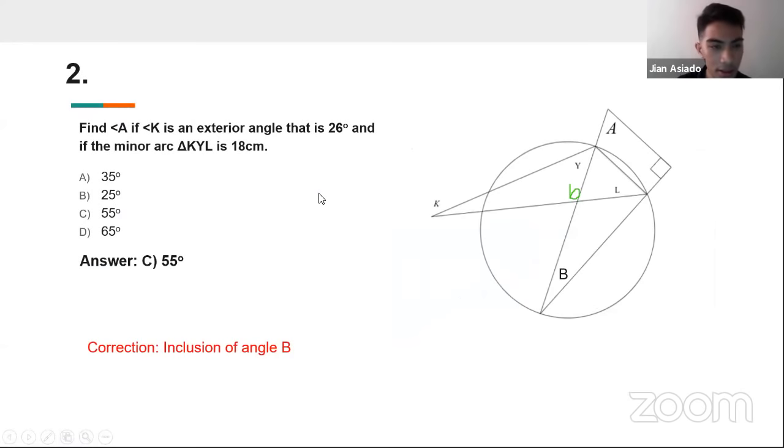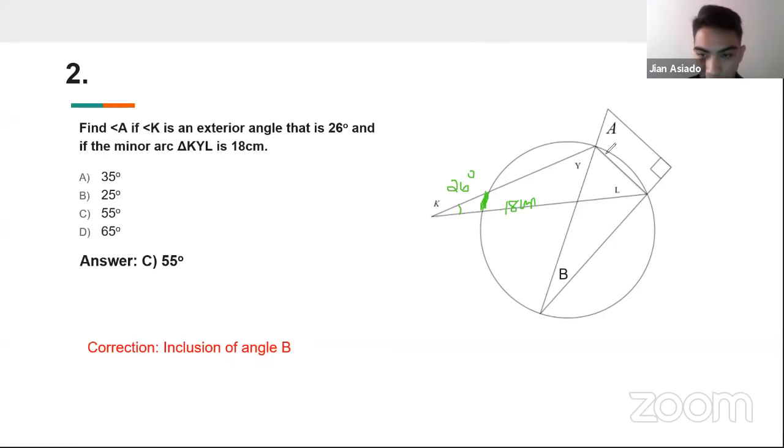And then, now, number 2. Pinapahanap si angle A, no? Ito si angle A. Now, given ay exterior angle, 26 degrees, no? Ito pala, 26. And then this one is 18 centimeters.